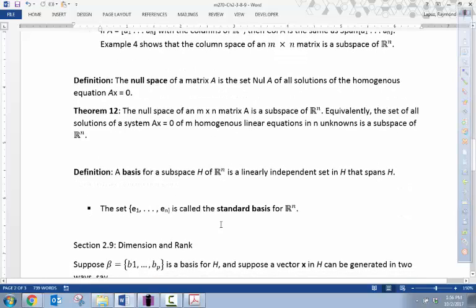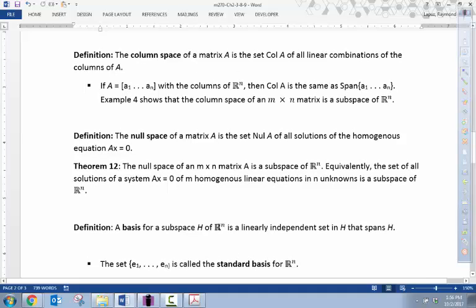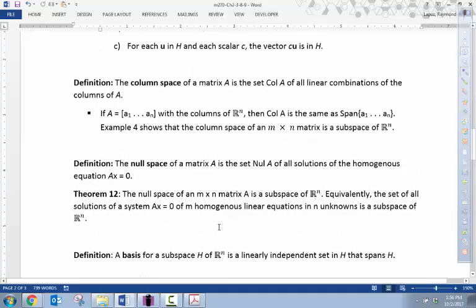Yeah. 0 is in null A. With all x. So all x that get sent to 0. All vectors x that get sent to 0 is the null space. Null space is all x values that get sent to 0.